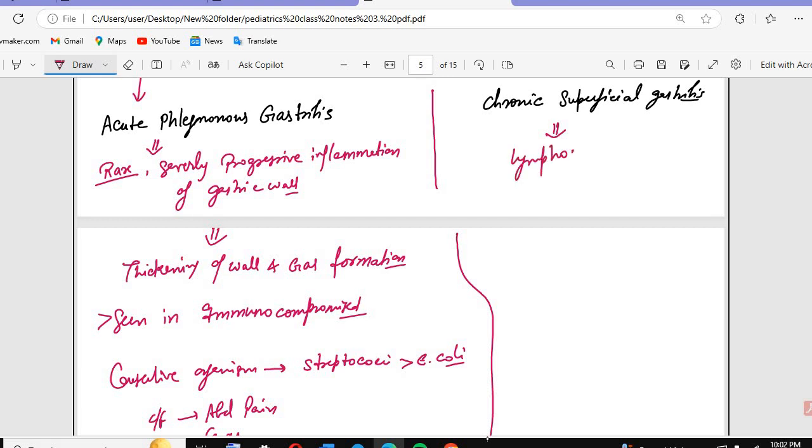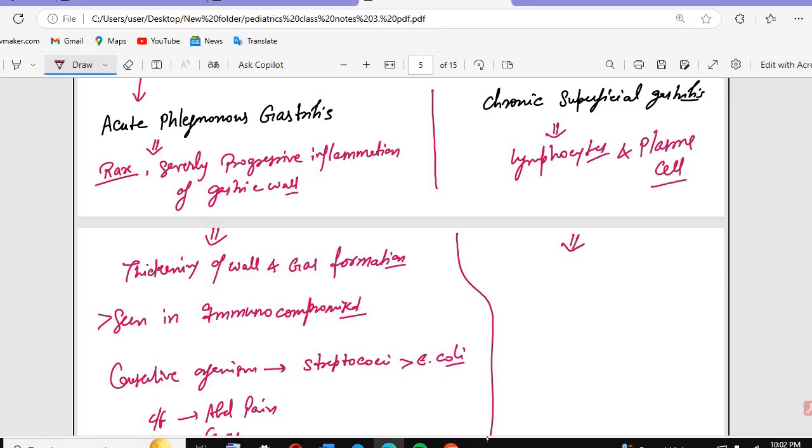When we say chronic superficial gastritis, it means in chronic gastritis there will be some lymphocytes. Remember that when we talk about the total leukocyte count or WBC, we have neutrophils. Neutrophils are seen basically in bacterial infection, and also in acute infection. Whenever there is an acute infection, the neutrophils come first. The lymphocytes come later, like in chronic conditions, or the macrophages in chronic conditions. So lymphocytes, and along with that you are going to see plasma cells.